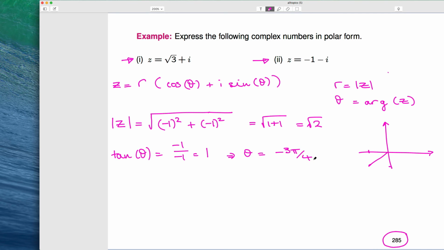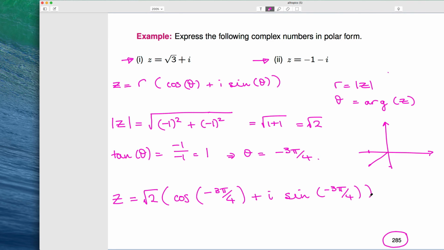So now I just have to put that together. We've got z equals r, and our r is just the modulus of z, so that's root 2 cos theta, and our theta is minus 3 pi on 4, plus i sine theta, so it's sine minus 3 pi on 4. So that's z written in polar form.